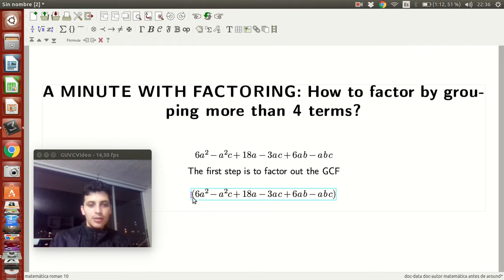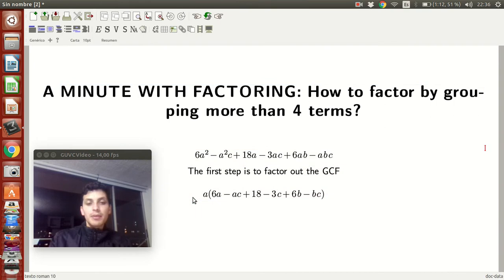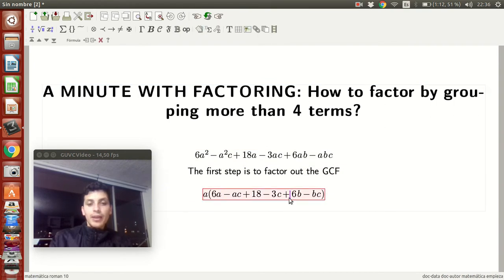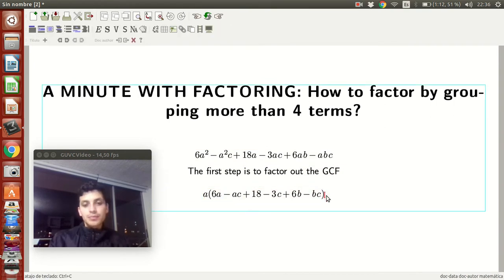So let me write here in a parenthesis A. Here will be 6a squared, so we needed just A. Here we don't need an A. Here we have 3c, 6b, and bc. Okay? And now we're going to factor the term in the parentheses. So we have 6 terms.